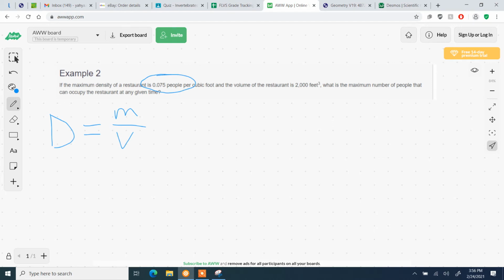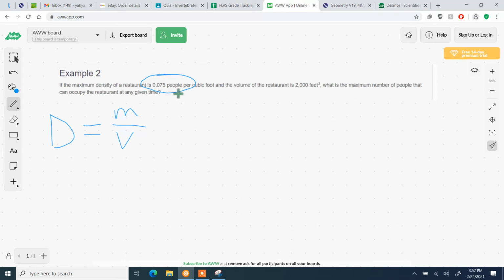We're trying to figure out the maximum number of people that can occupy the restaurant. So we have to figure out what over here is going to be the mass, or the amount of stuff, and what is going to be the amount of space. We have two numbers that they're giving, and there's one number that we're trying to figure out.